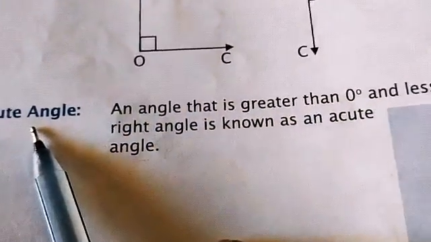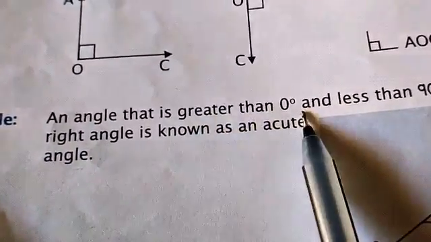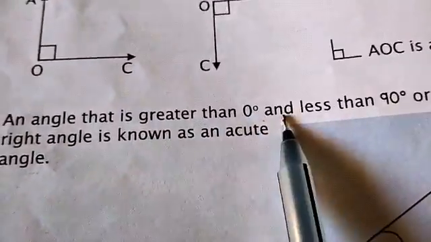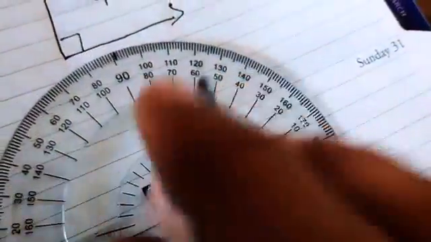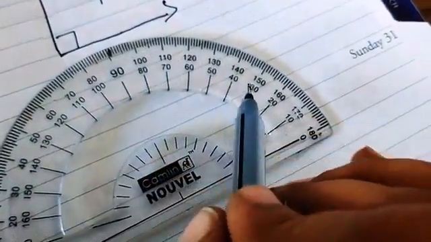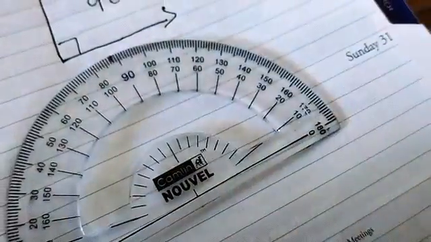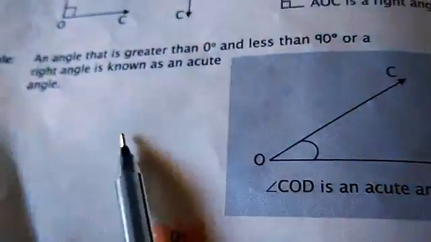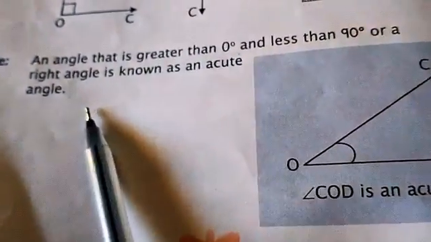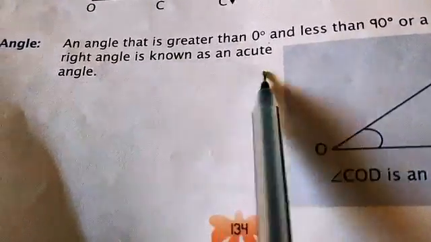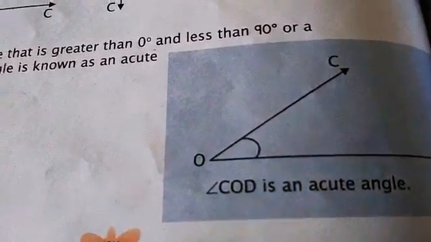Now we go for acute angle. Angle that is greater than 0 and less than 90. How will we make an acute angle? The ones that are less than 90 are called acute angle. So the angle that is less than 90, or a right angle, is known as acute angle. This is the acute angle.